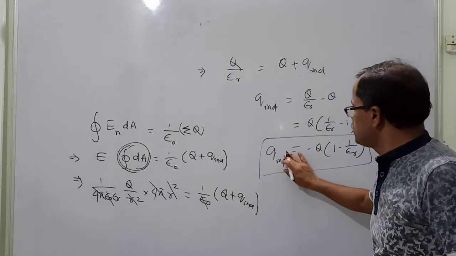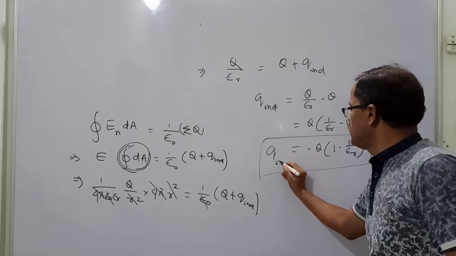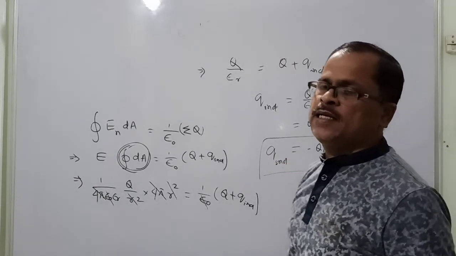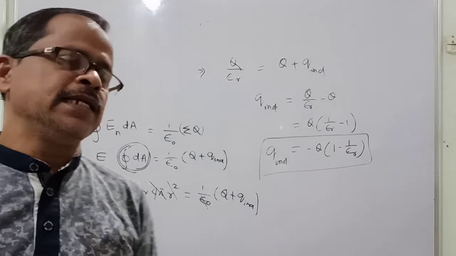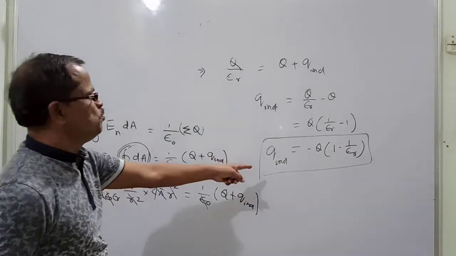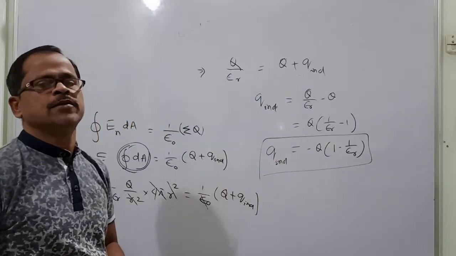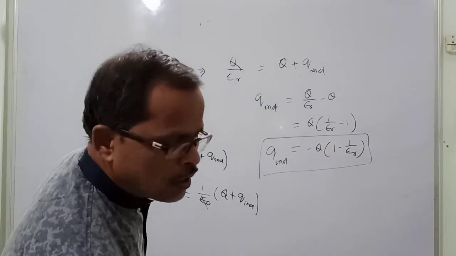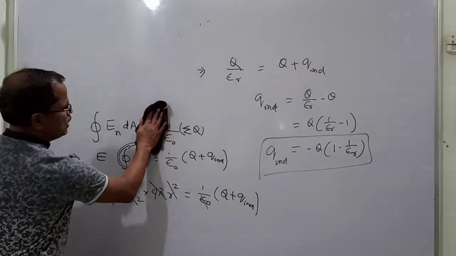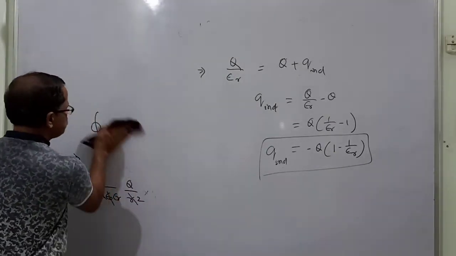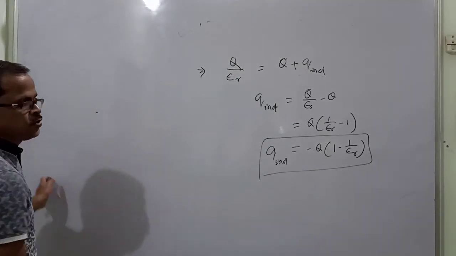So the amount of charge induced in a dielectric, when a charge is placed inside it, is equal to minus Q times (1 minus 1 by epsilon r). This is a very important discussion. Now one more point we will write here. Look here. What is the conclusion? Now let us complete it.